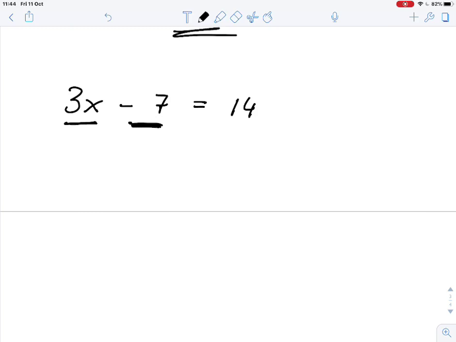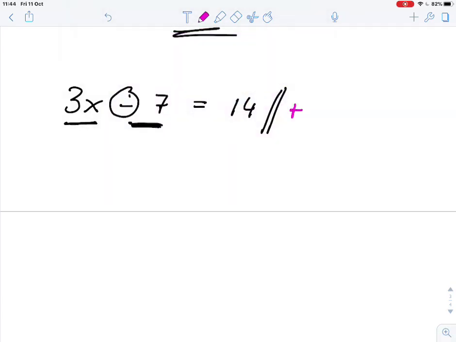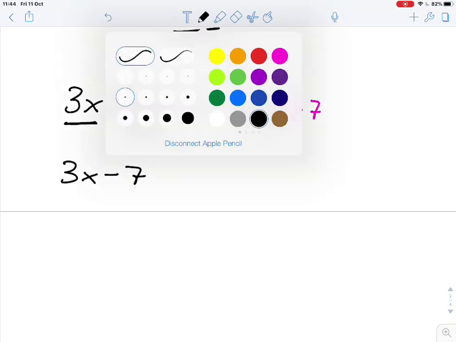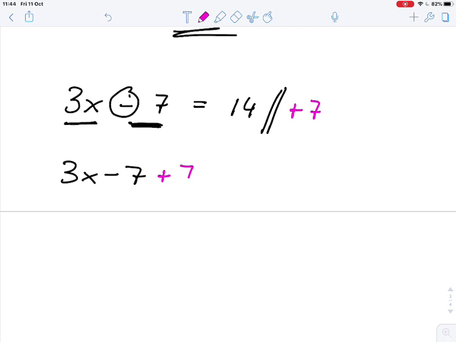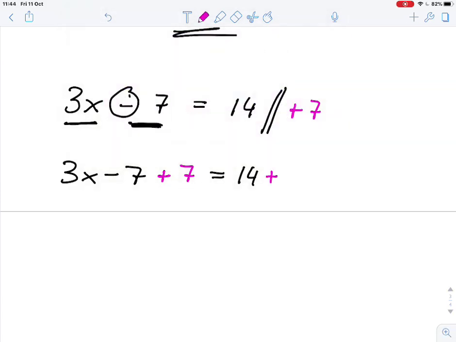So, what do I need to do in order to get rid of the 7? I add 7. I notice that this is a minus, so I do the inverse mathematical operation. And I add 7 to both sides. And I'll get 3x minus 7 plus 7 equals 14 plus 7.